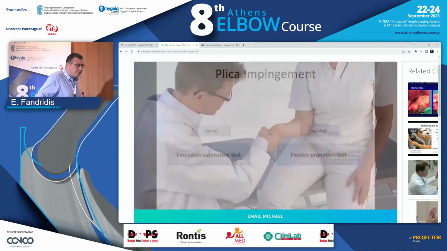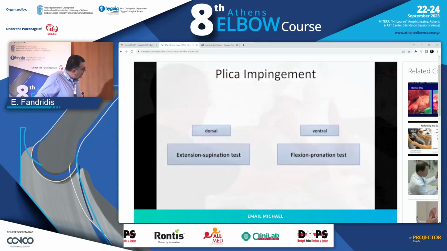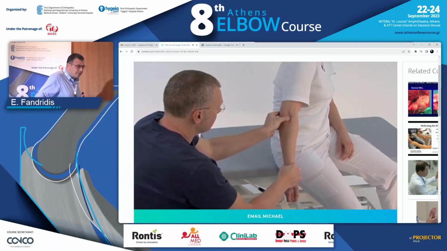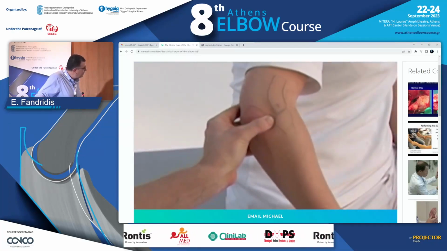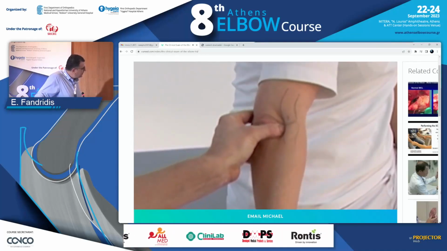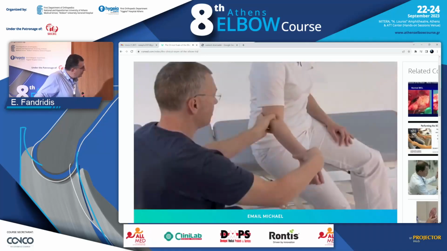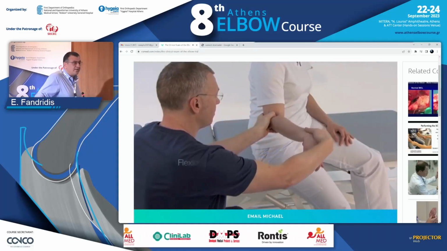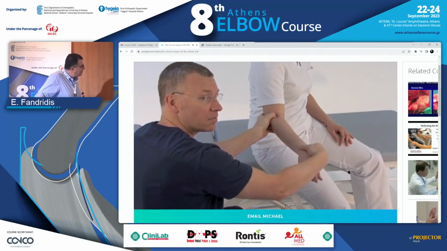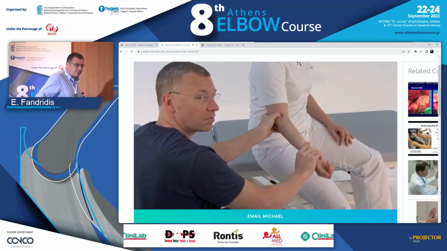This is a resisted supination causing pain with the flexors. The plica impingement: you have two kinds of plica, the dorsal and the ventral, or the posterior and the anterior. The patient is grasping on the dorsal side on the soft spot. There is an active, almost full extension, and sometimes you have pain there. Maybe you suspect a plica, and on the other side, with flexion and pronation, maybe you have a plica on the anterior side.